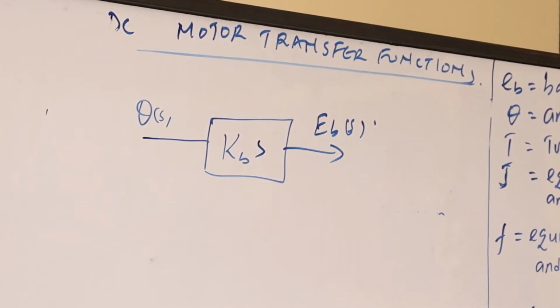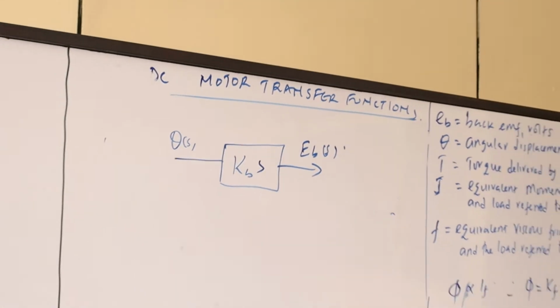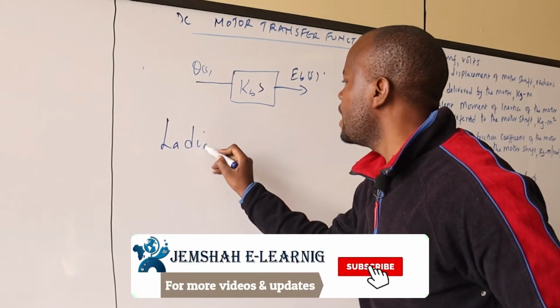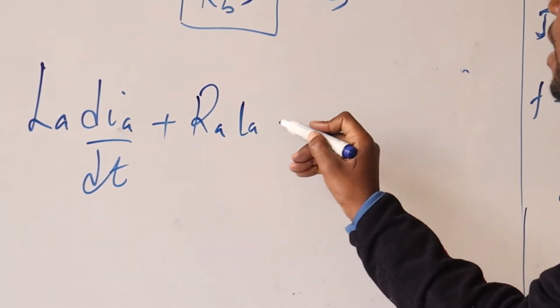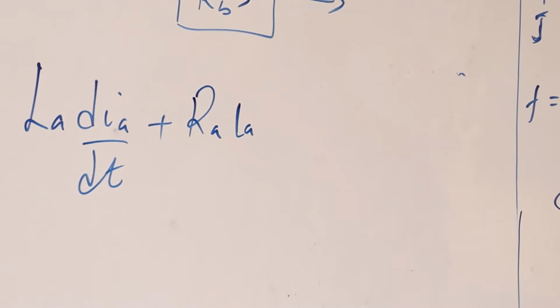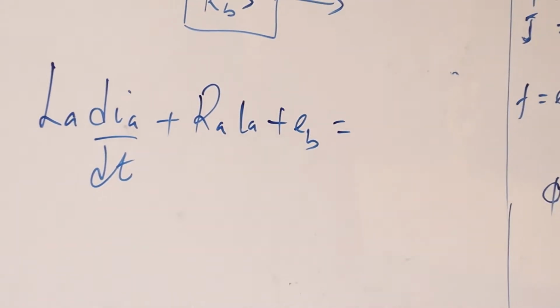Going to the second one, we talk about the speed of the armature-controlled DC motor, which is controlled by the armature voltage EA. Looking at the schematic diagram, we can come up with the differential equation: La dIa/dt for the inductor, plus Ra Ia for the resistance, plus EB, the back EMF, equals EA.